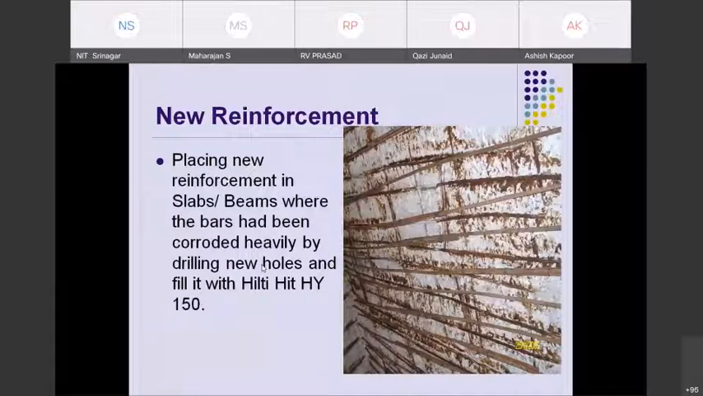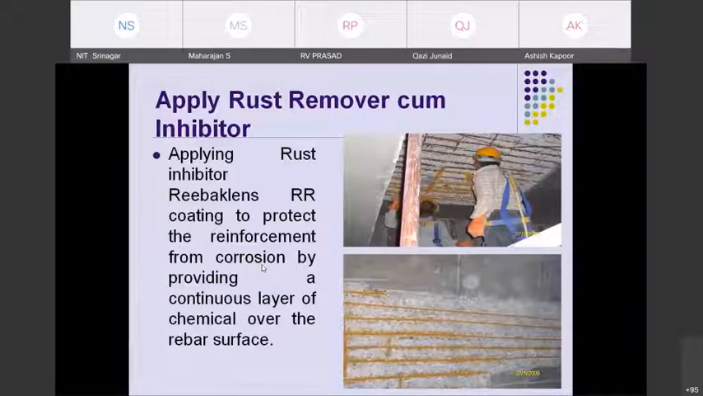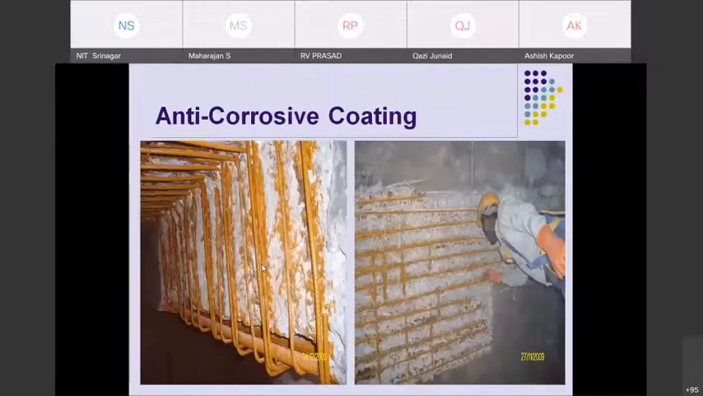Then new reinforcement bars were placed by drilling holes and using chemical anchorage, and you can see the extra reinforcement is tied with the existing reinforcement, and shear connectors were also used. After that we apply the rust protection inhibitors, a rust remover cum inhibitor, which will protect the reinforcement from further corrosion. This is anti-corrosive coating.